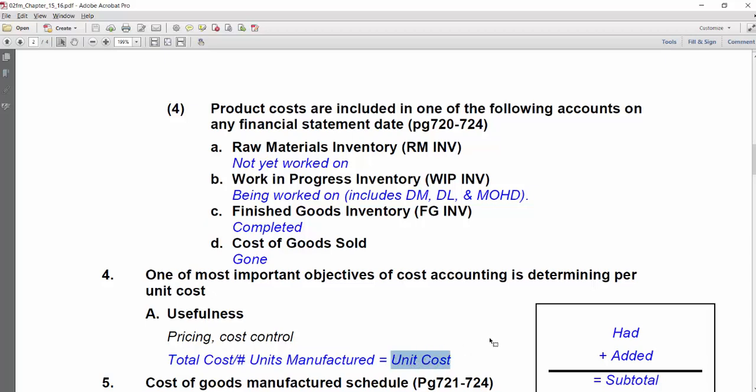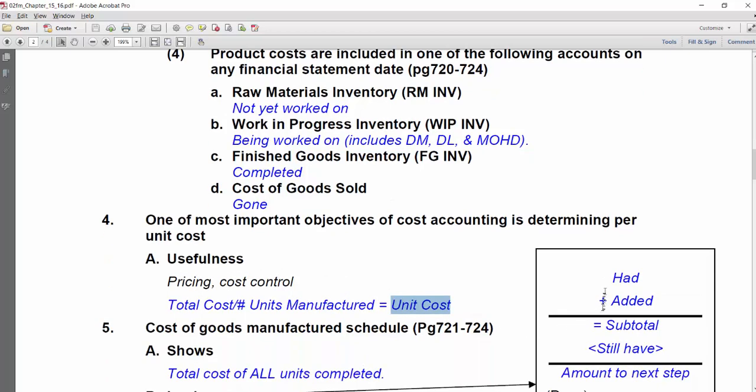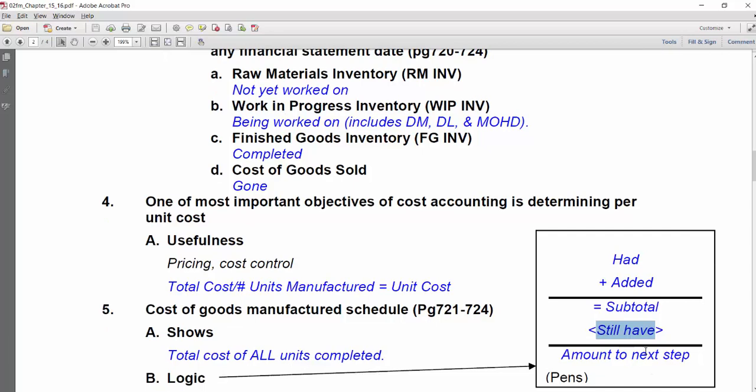So how does it work in practice? Well, we make a cost of goods manufactured schedule, and once we have the total cost of our goods manufactured, we can divide it by the number of units that we've manufactured, and it'll give a unit cost. So we're going to use this kind of logic: I had some amount somewhere, it's called something. I added more to it, and then I had a new subtotal of that same thing, but more up to date. If I look at the end of the period, however much of it I still have on hand or still working on is counted as my ending inventory of some kind, and then the remainder goes to the next step.